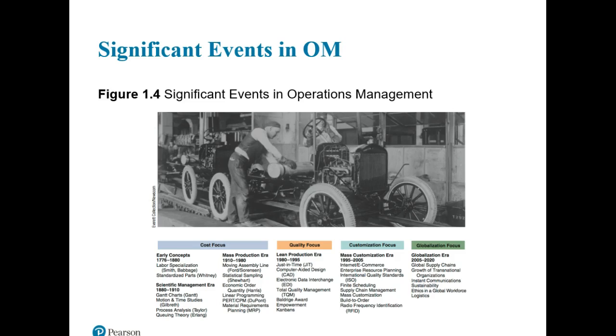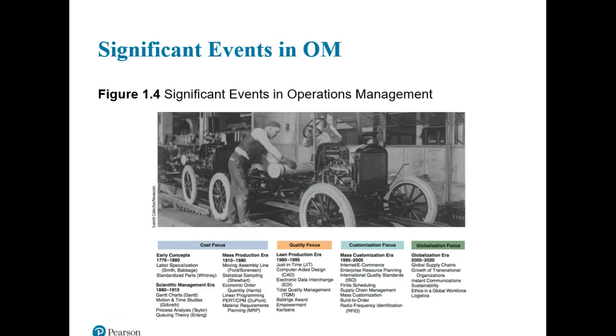The mass customization era, which began in 1995 and ran until 2005, introduced the internet, e-commerce, enterprise resource planning, and international quality standards, or ISO. That's the ISO, I believe it's 9000, 14000. There are different certifications you can get. Supply chain management came out around this time. Also mass customization, build to order, and radio frequency identification, or RFID.